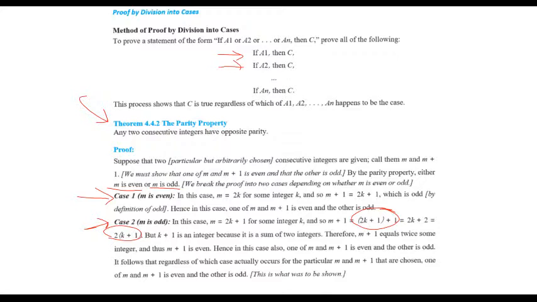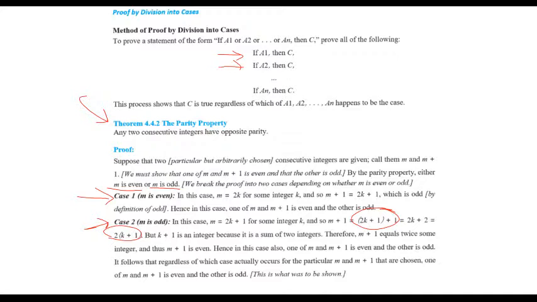So based on the definition of even numbers, m plus 1 is an even number because it is equal to twice some integer. And as a result, m plus 1 is even. So m was odd, then we proved that m plus 1 is even. So again, we conclude that any two consecutive integers have opposite parity in the second case.